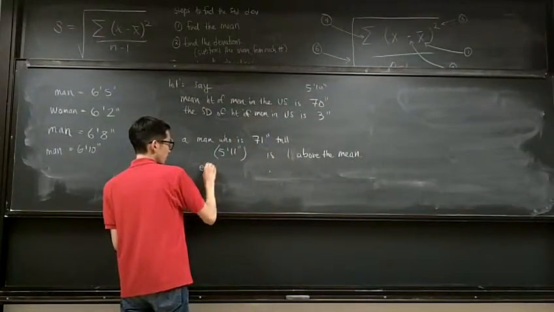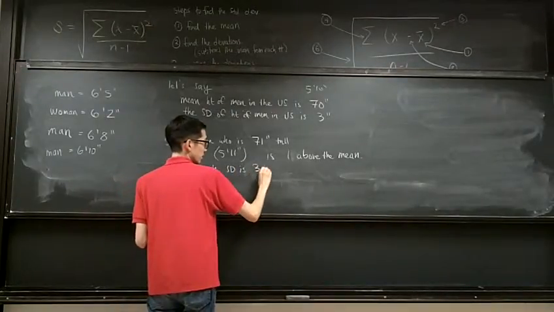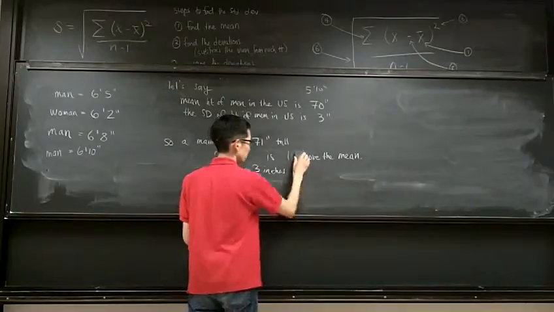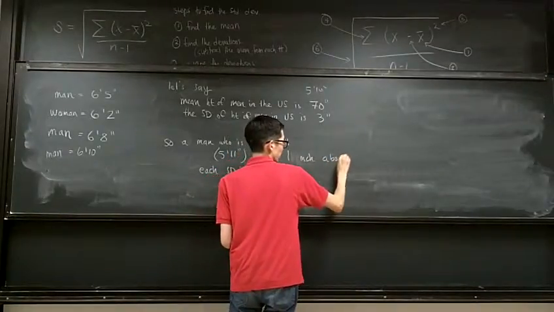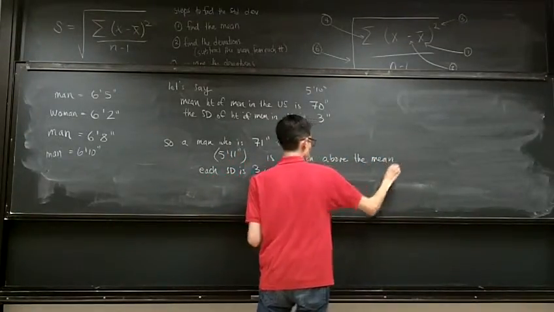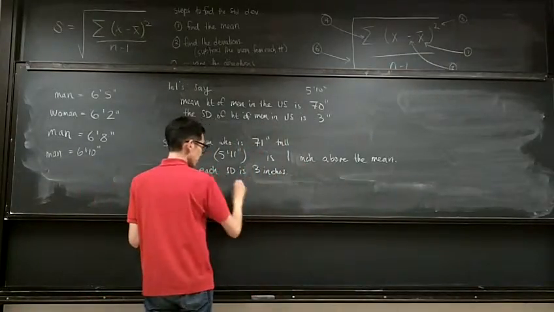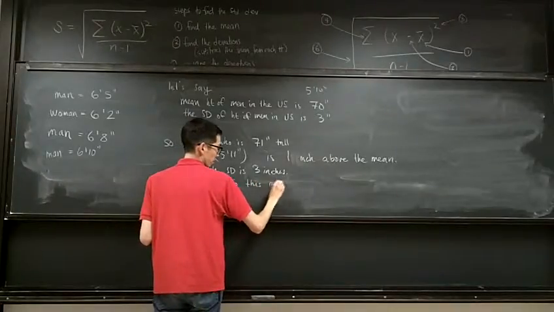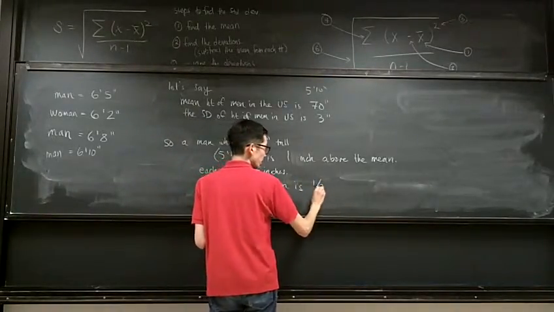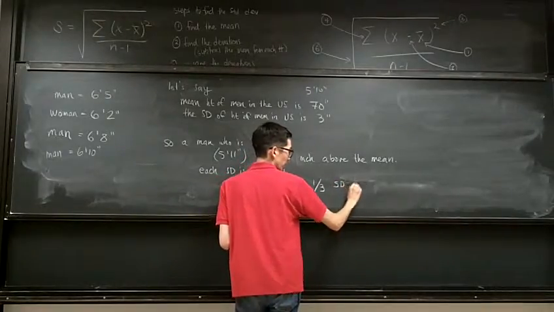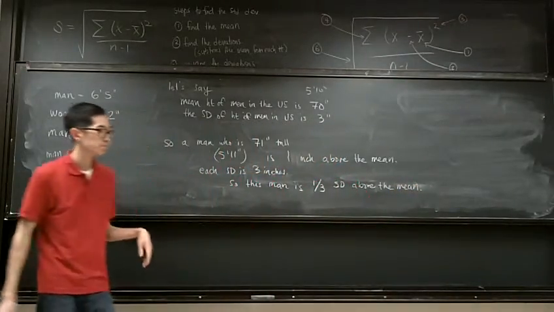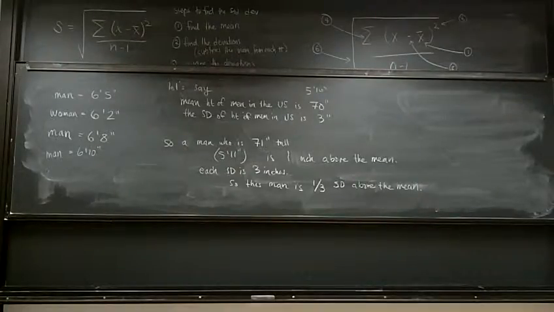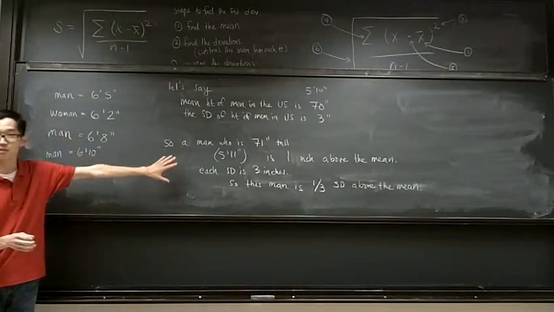Each standard deviation is 3 inches. I left out the word inches, I apologize. Is 1 inch above the mean. Okay? Each standard deviation is 3 inches. So this man is 1/3 of a standard deviation above. Conceptually, are these sentences okay?